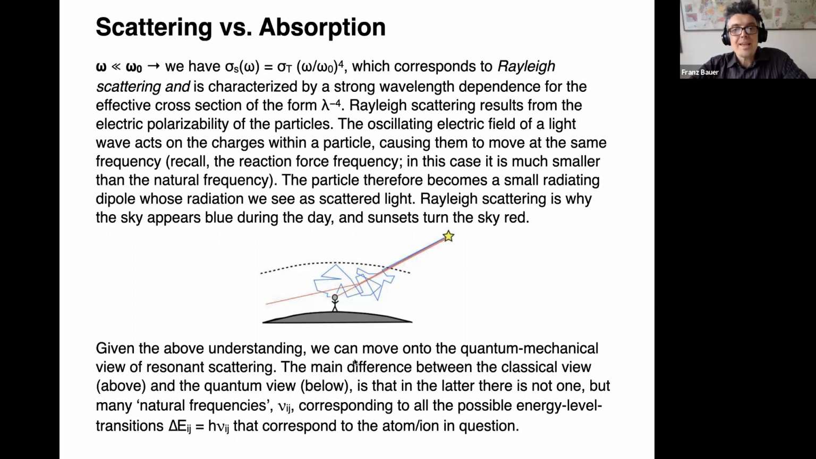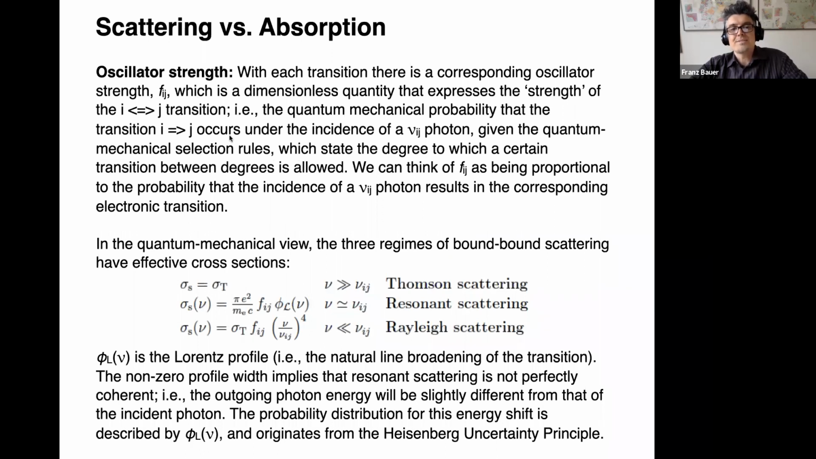So in essence, all of these regimes are related by the oscillator strength. And so we can think about each transition as having an oscillator strength associated with it, which is f_ij. And this is a dimensionless quantity, but it takes into account the quantum mechanical fudge factor, right? And so we can think about this as being proportional to the incidence of these photons resulting in an electronic transition, is all. So it's just a probability.